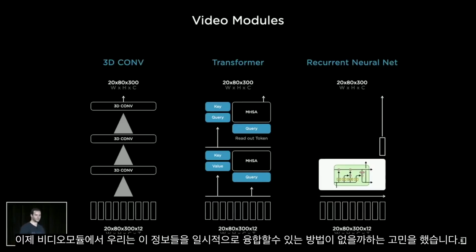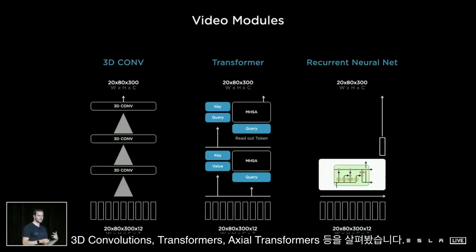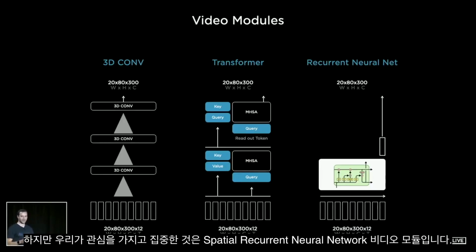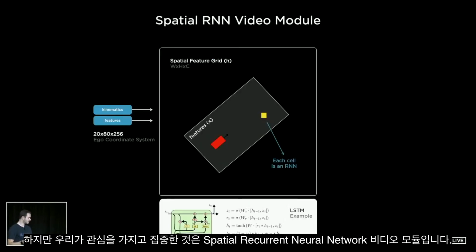Now, for the video module, we looked at a number of possibilities of how to fuse this information temporally. So we looked at three-dimensional convolutions, transformers, axial transformers in an effort to try to make them more efficient, and recurrent neural networks of a large number of flavors. But the one that we actually like quite a bit, and I want to spend some time on, is a spatial recurrent neural network video module.